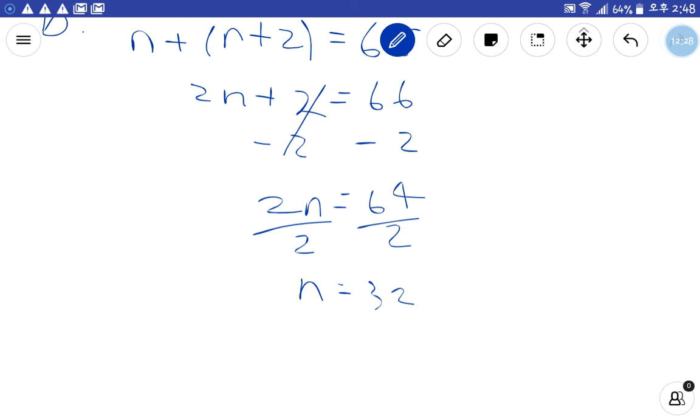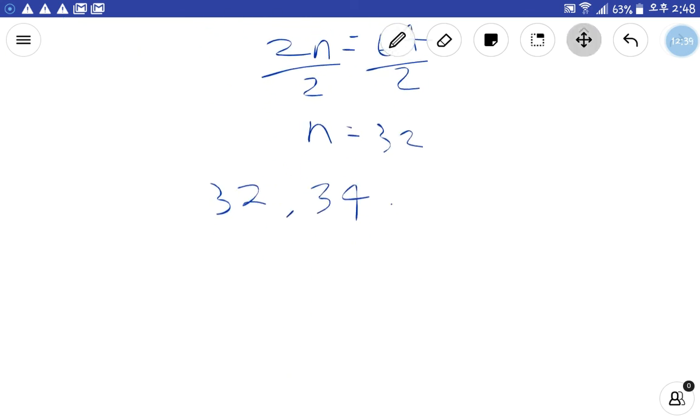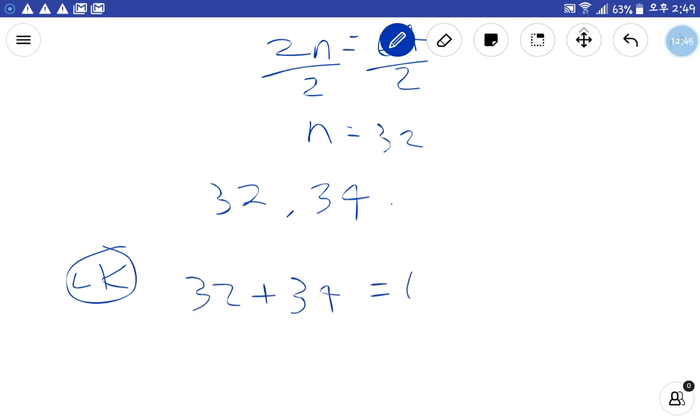Okay, so now what is the other number? Is it 33? No, because we are looking at consecutive even integers. So which is 2 bigger than 32? Which is 34. So let's check. If you add both numbers, what would you get? 66. Oh, that exactly matches my question. So I can say my answer is reasonable.